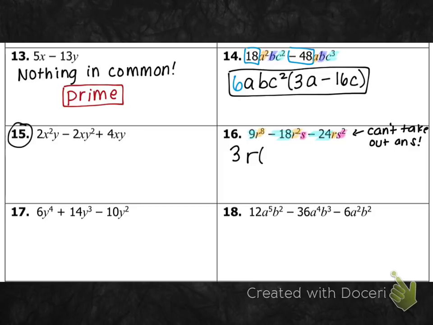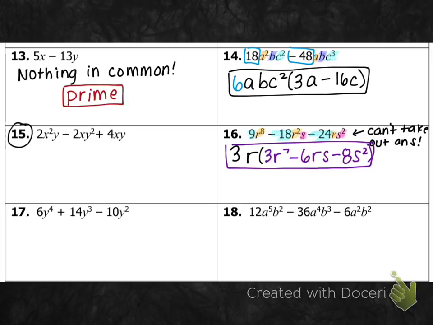Well, 9 divided by 3 is 3. R to the 8th divided by r. We're just going to take out an r here. So we have 7 r's left, or r to the 7th left. Okay. And then negative 18 divided by 3 is negative 6. R squared divided by r. We have only 1 r left. And then that s too, because we never divided out an s. Negative 24 divided by 3 is negative 8. There's no more r's because the r's cancel out, r and r. And then we have an s squared.